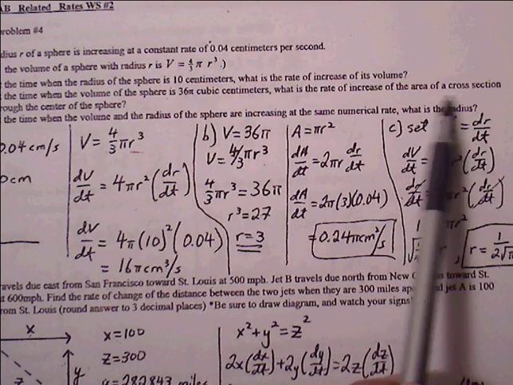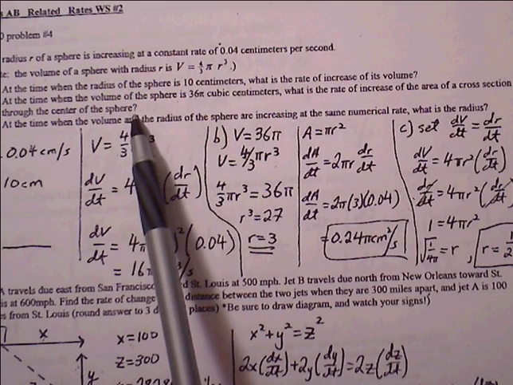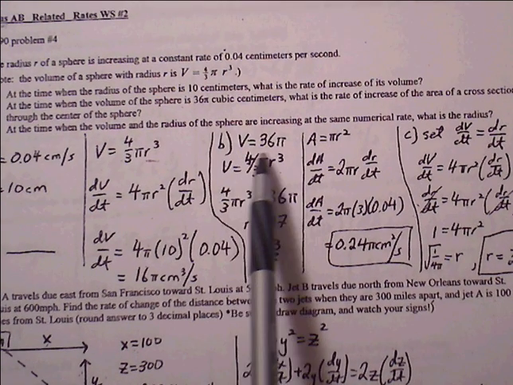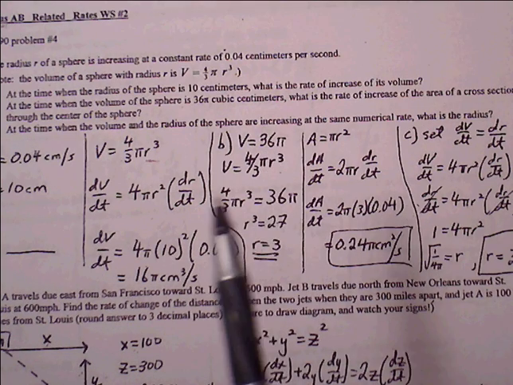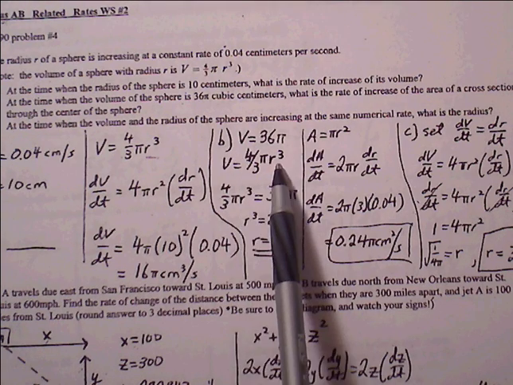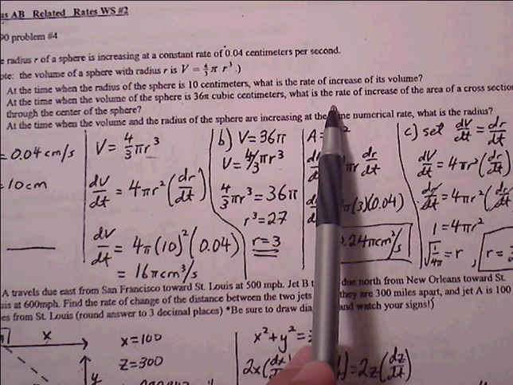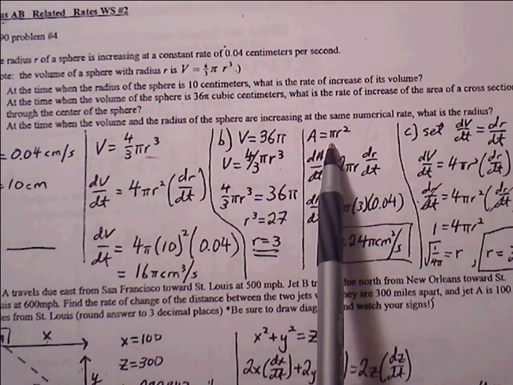So the area of a cross section is talking about, in this case, the area of a circle. Okay, so let's list out what we know. We know that at a particular moment in time, our volume is going to be 36 pi. We know that volume is 4/3 pi r cubed. So let's see here. What is the rate of increase of the area? So we're trying to find dA dt, rate of change of area of a circle. We know A is pi r squared.